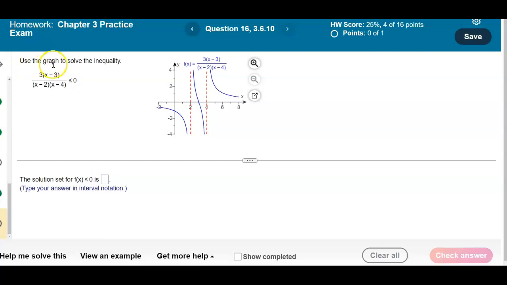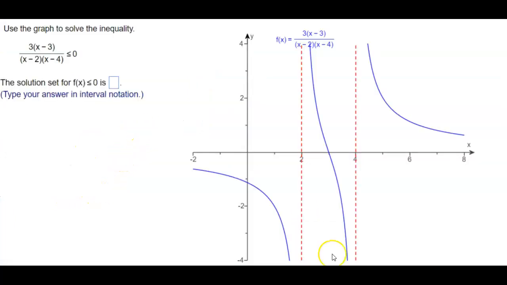Okay, here we want to be able to use the graph to solve the inequality. So we want to find out, when is this function 3 times x minus 3 divided by x minus 2 times x minus 4 less than or equal to 0. We want to type our answer using interval notation. So let's take a look at the graph here.